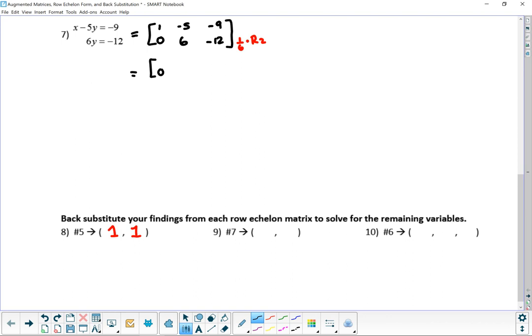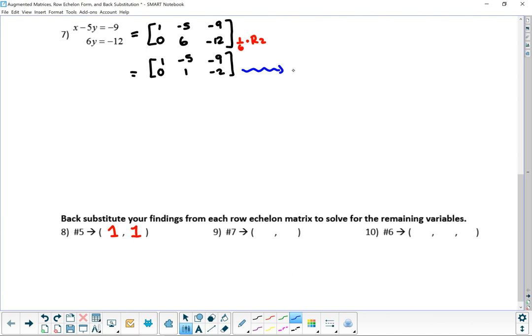So 1/6 times 0 is 0. 1/6 times 6 is 1. 1/6 times negative 12 is negative 2. And you know what? That was just a one-liner, one mover. Just one hit wonder. We're done. We got this REF right here. So we're good. Okay? So let's see what this does.